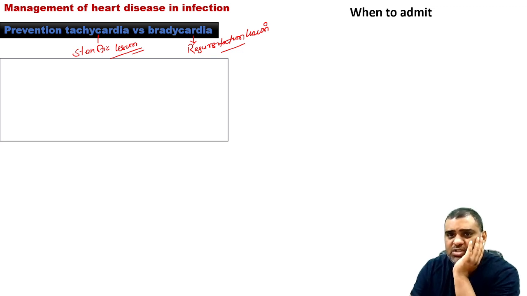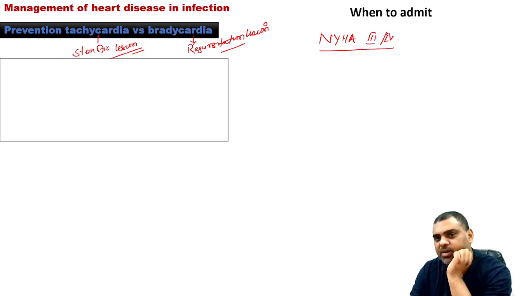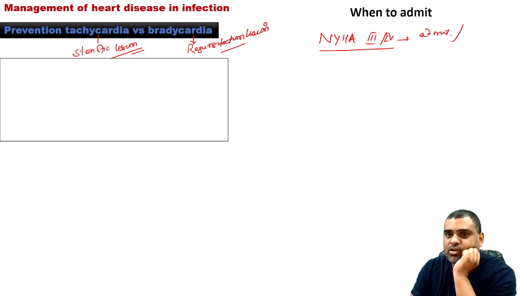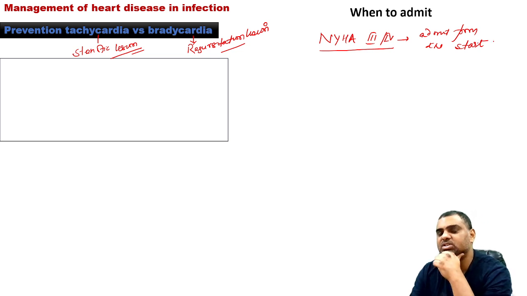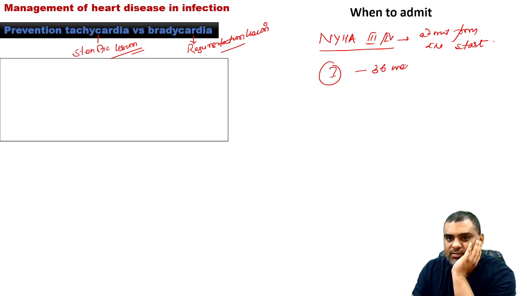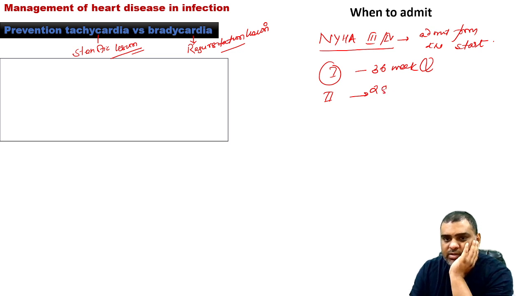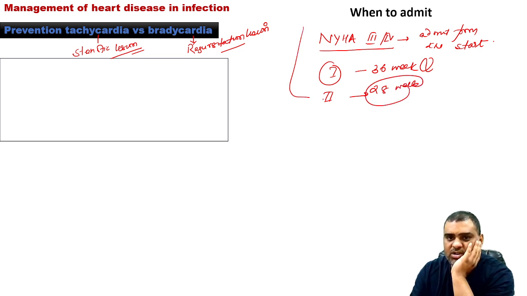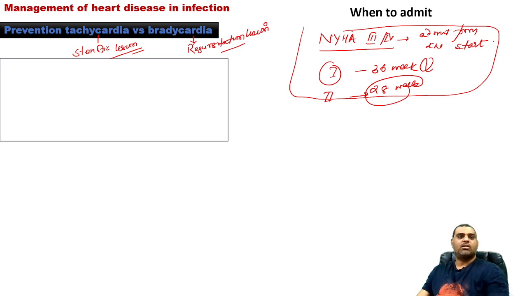Now, when to admit? Please remember, this can also be asked. NYHA grade 3 and 4 are a contraindication for pregnancy, but if they get pregnant, admit from the start, from the day the lady is diagnosed with pregnancy. NYHA 1, admit at 36 weeks. NYHA grade 2, admit at 28 weeks. So you have to understand when to admit and when not to admit. You have to prevent tachycardia in stenotic lesions and bradycardia in regurgitant lesions.